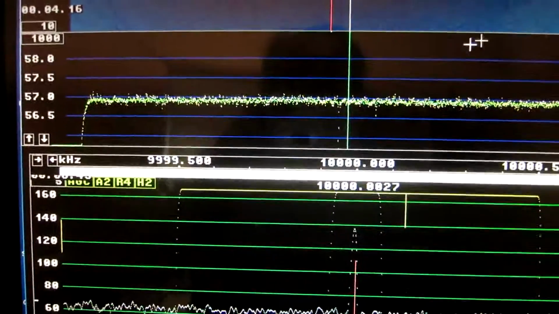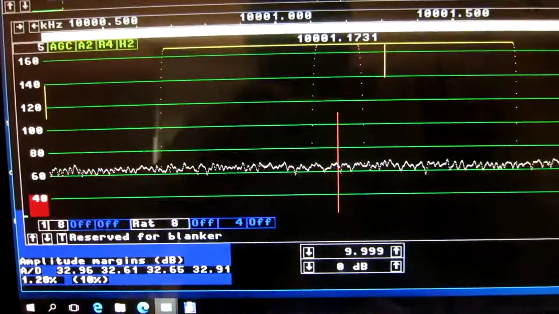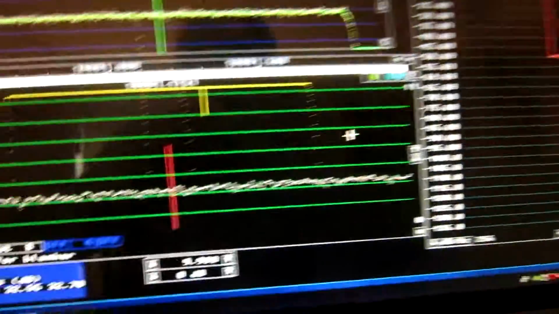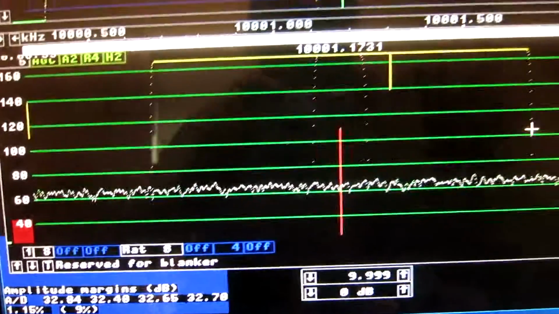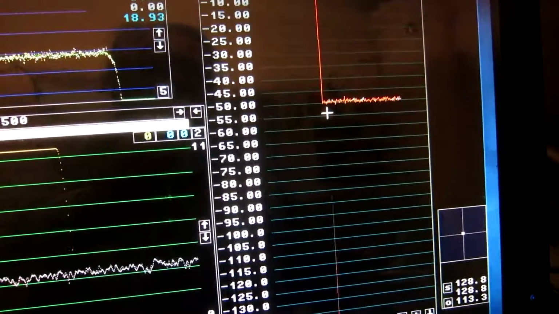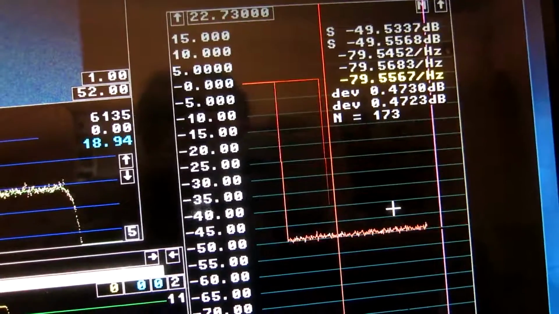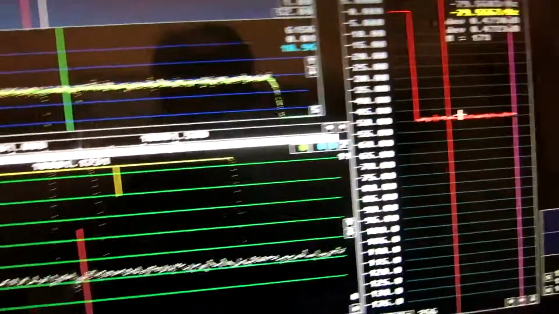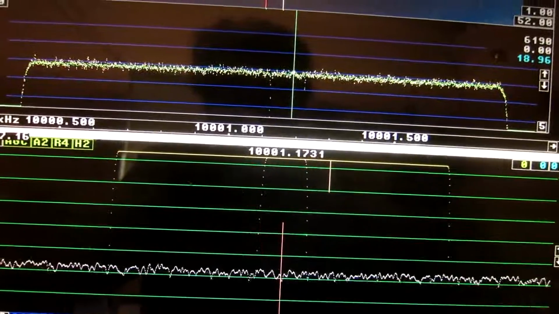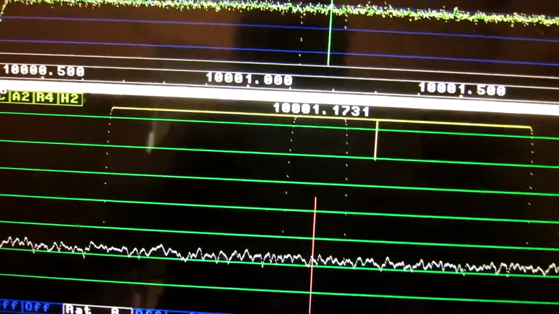Now when I click at some offset frequency, let's say here, then I see the noise floor. And I wait for a while to get it more carefully. Well, here it is minus 79.5 dBc per Hertz. 79.55. And this was 1.1 kilohertz.